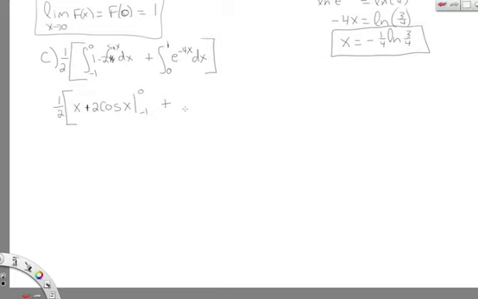plus the antiderivative of e to the negative 4x, which is going to be e to the negative 4x times negative 1/4 to deal with the chain rule when I take the derivative of the negative 4x. That's evaluated from 0 to 1.